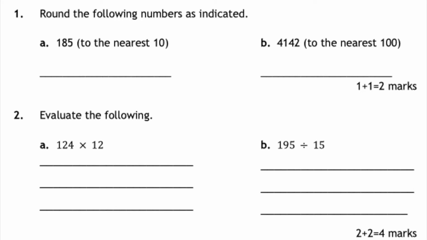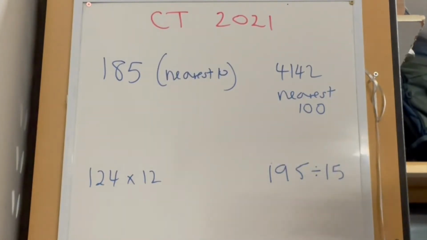Okay, so now we're going to look at the CT from 2021. I'm just going to run you through each of the questions and how to tackle them. Let's start on the first page. We're rounding 185, got to round it off to the nearest 10.